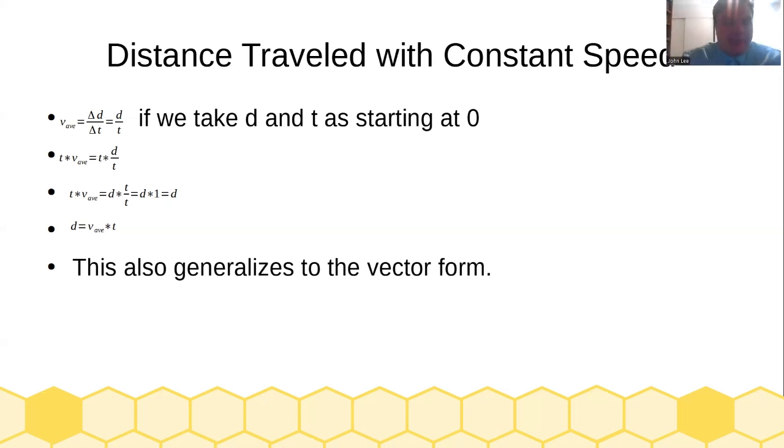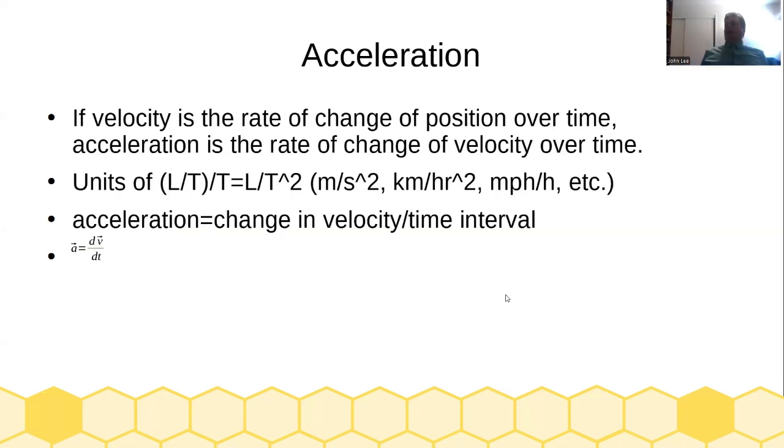This also generalizes to the vector form where the position minus the initial position is equal to the velocity average times t. For our final definition of motion and rates of change, we are going to define acceleration.